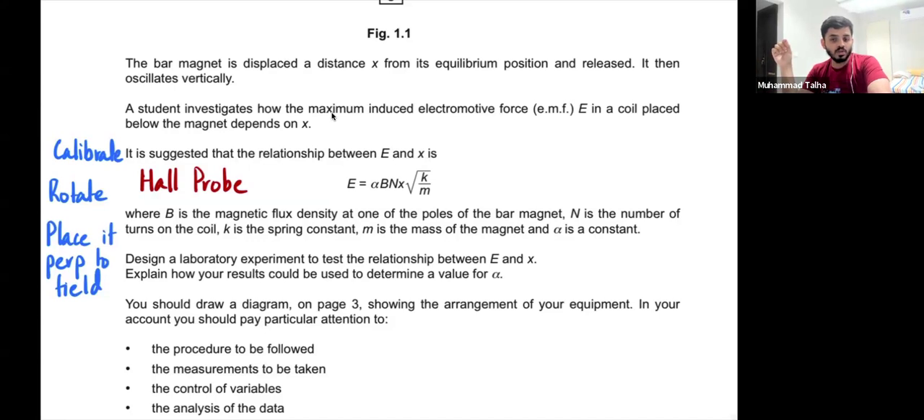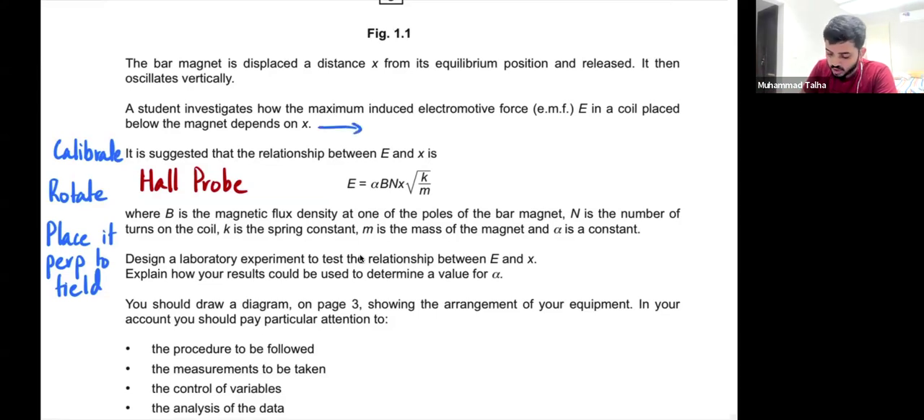Then let's think about number of turns. Again, this is not really difficult. You just count the number of turns. So it's nothing special here. How about X? X is the displacement, how much it's displaced.